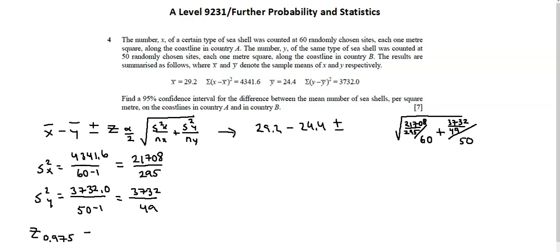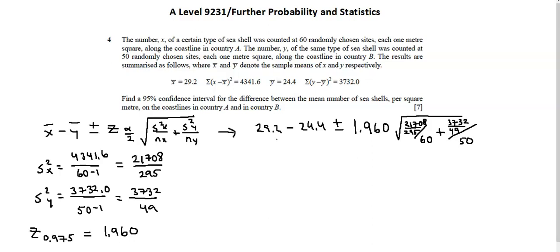In the z-table, I can find that value to be 1.960. Make sure you can find that value in the table. Then we'll go over to the right and fill in where we have that gap. Our z is 1.960.